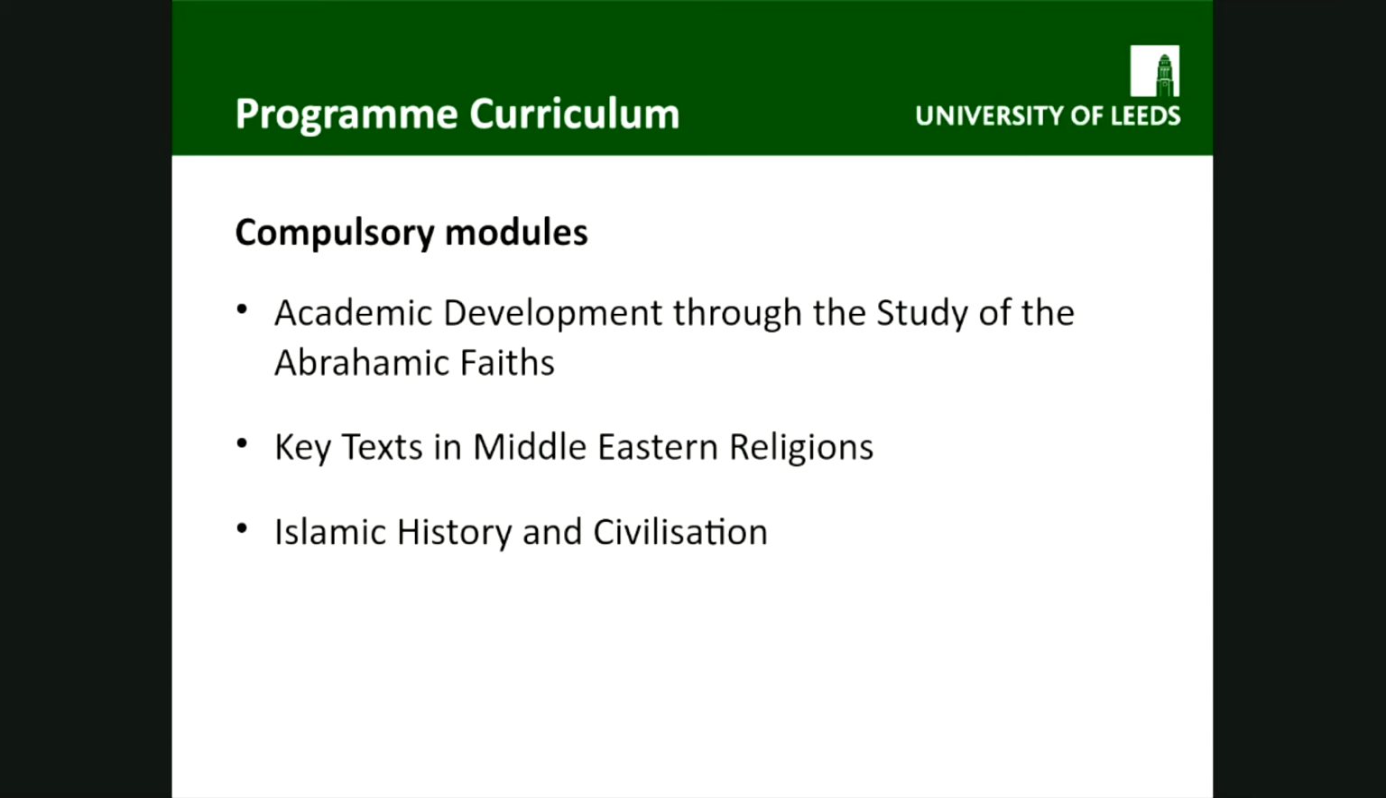Key texts in Middle Eastern religions provides an in-depth analysis of the development of the key concepts found in the religious texts of the Middle East and how they influenced societies from the past to the present day. And the third compulsory module is Islamic history and civilization, which looks at the achievements of the Arabs and Muslims during the Golden Age in Islam, from the 7th to the 14th century.